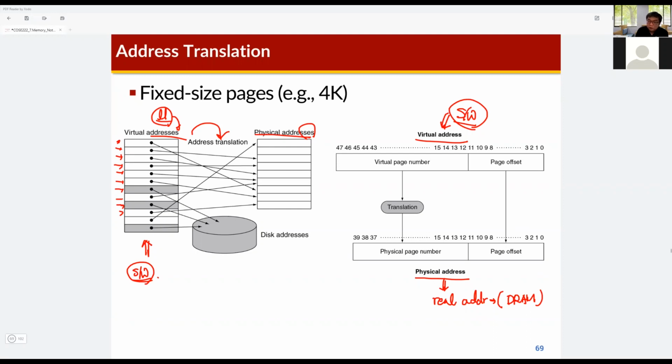This is the real address. So actually, the DRAM size is smaller than this virtual memory size, and some data may exist in the disk. So when the software tries to access this data, it is translated into this physical address and then accesses this space. How about this data? We try to access this data with this virtual address, but it is located in the disk address. Okay, then we need to handle this situation also.